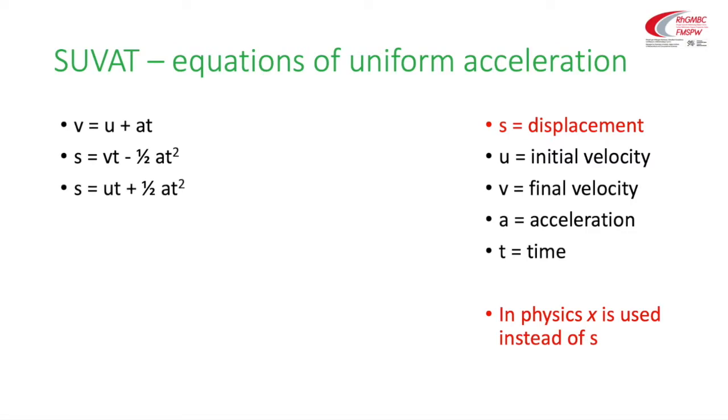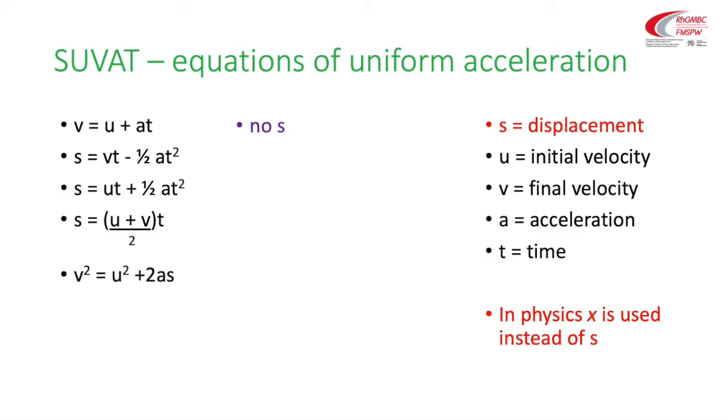S equals Ut plus a half AT squared. S equals U plus V times T over 2, or if you think of it as U plus V over 2, that is the average velocity times the time, and then we have V squared equals U squared plus 2AS.